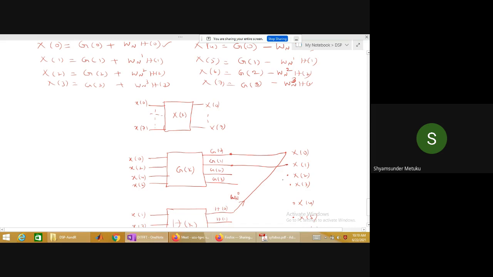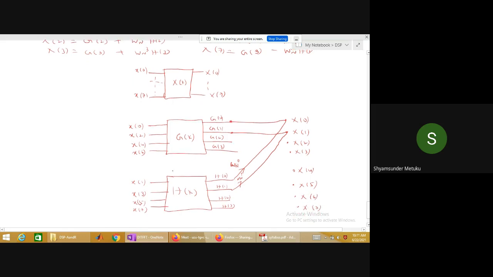Now second one, G of 1, H of 1 multiplied by W_N power 1, correct? Next, X of 2. Correct or not? Multiplied by how much? W_N power 2. Yes. What about 3? Multiplied by W_N power 3, isn't it?